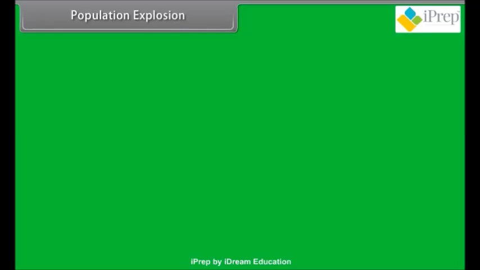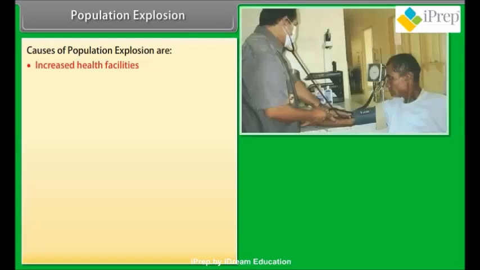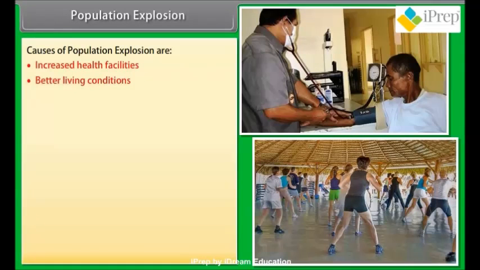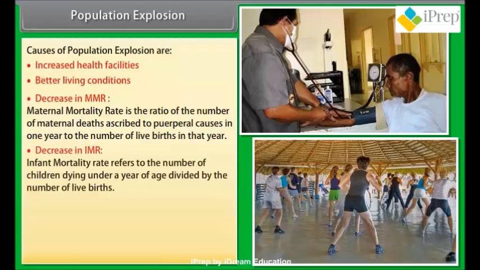Population explosion. Causes of population explosion are increased health facilities, better living conditions, decrease in MMR. Maternal mortality rate is the ratio of the number of maternal deaths ascribed to puerperal causes in 1 year to the number of live births in that year. Decrease in IMR. Infant mortality rate refers to the number of children dying under a year of age divided by the number of live births.